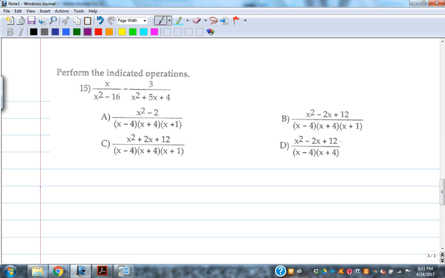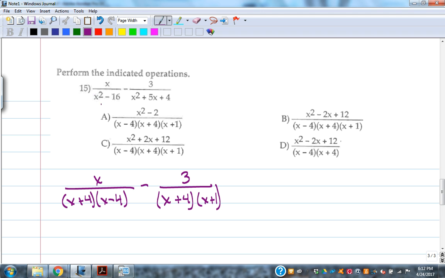All right, 15. We're doing the indicated operation, so we're subtracting these two expressions. When I do that, I want to factor the denominators. So I know this is x plus 4 and x minus 4. And this one is x plus 4, x plus 1. I'm doing difference of squares on that one, and then the x method on that. Multiply to be 4, add to be 5. It's 4 and 1. That's where I'm getting those.